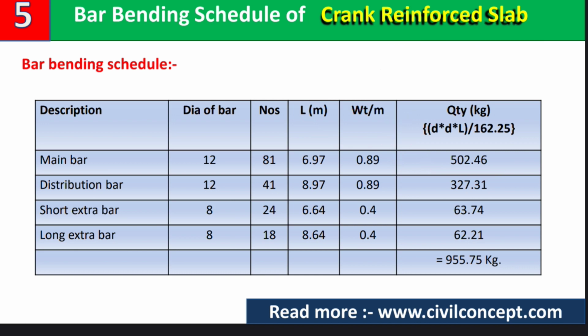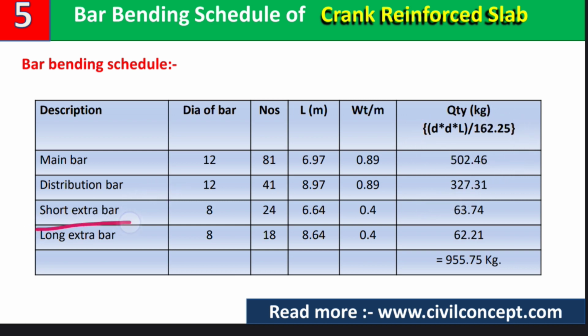Similarly, for distribution bars, diameter of the bars has used 12 mm, and numbers is 41. We have calculated length was 8.97 meter, and again the weight per meter length will be 0.89, because we have used same 12 mm of the diameter. And again when we multiply all this, we will get what? 327.31. And also you can use this same formula to calculate this weight of distribution bars as well.